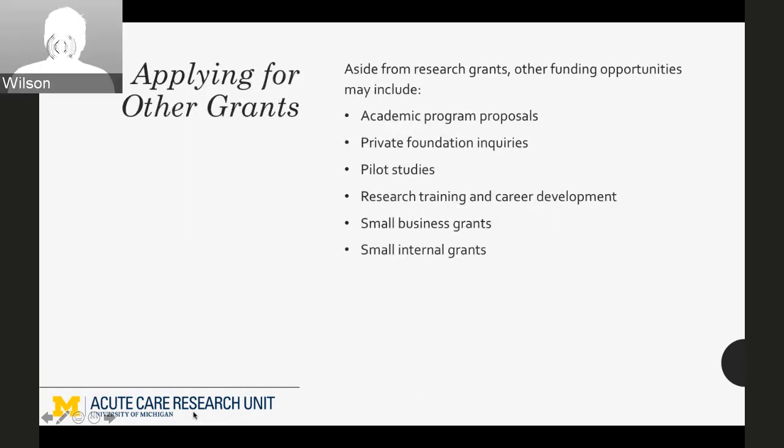Now that we've discussed the outline of a research proposal, what about other types of grants? So aside from research grants, other funding opportunities may include academic program proposals, private foundation inquiries, pilot studies, research, training, and career development grants, small business grants, as well as small internal organization grants. Depending on the type of grant, you'll want to make sure you follow all of the different requirements set out by the sponsors.